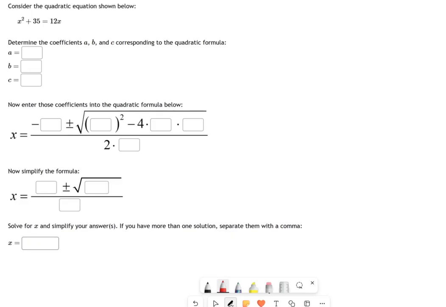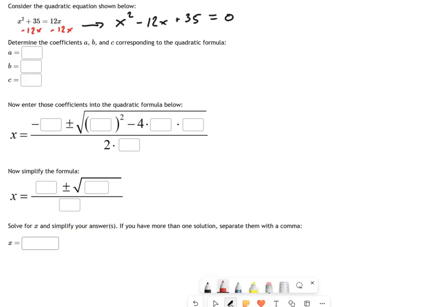So what I'm going to do first is get everything on one side. And to do that, I'm going to say minus 12x, because I want to have a 0 on one side. And what this is going to give me when I rewrite my equation is x squared. Let's write this in standard form. X squared minus 12x plus 35, and that equals 0.